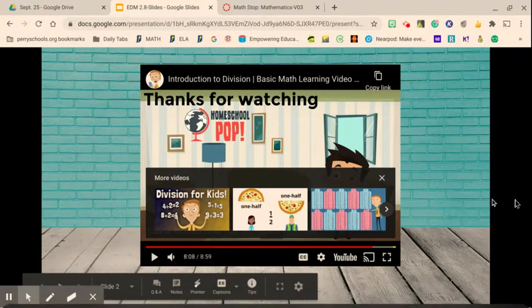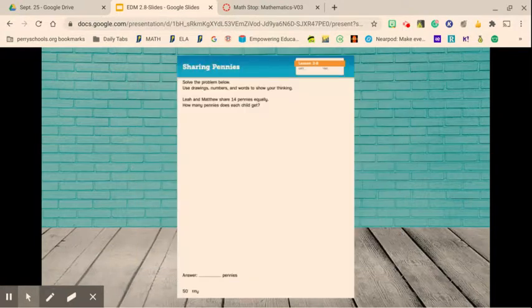Okay, so taking what we just heard about division, splitting them into equal groups, we are going to look at this problem, and we are going to be going through figuring out how to solve a problem using division. So in your math journal on page 50, you guys are going to be drawing a picture, writing a number sentence, writing words to show your thinking for this problem. So it says, Leah and Matthew share 14 pennies equally. How many pennies does each child get?